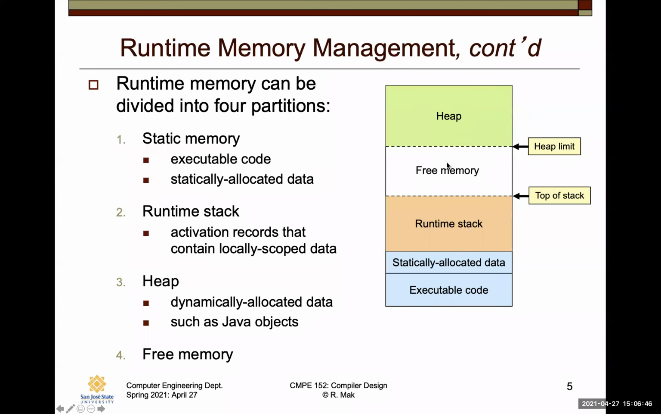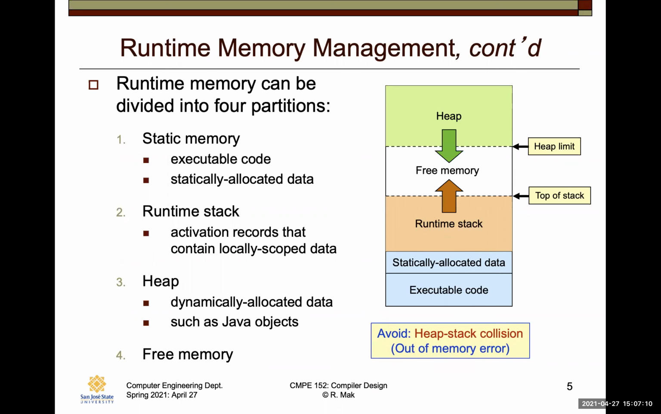Now as you can imagine, if you're doing something, say with recursion, and the runtime stack is growing and growing and growing, and meanwhile you're allocating more and more objects, so the heap is growing and growing, you can run out of free memory. A fancy term for that is a heap stack collision, because the heap and the stack are going to crash into each other, which happens when you run out of free memory. And that's when you get the out of memory error.